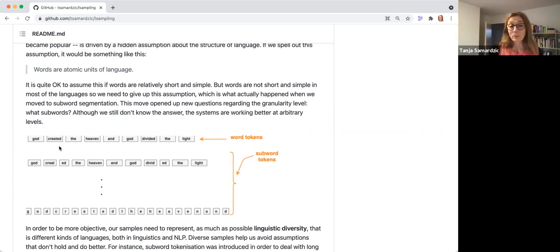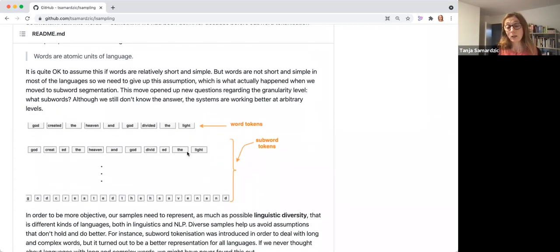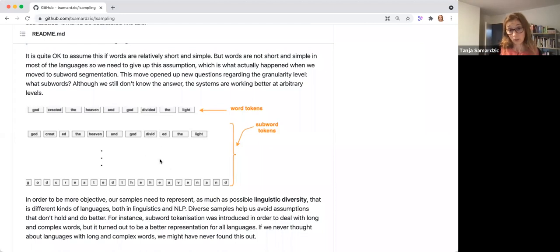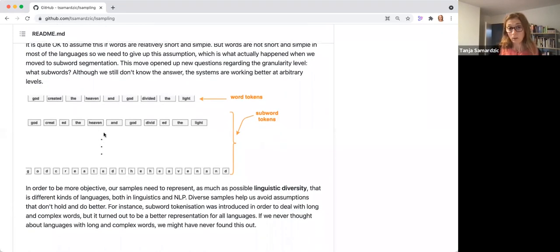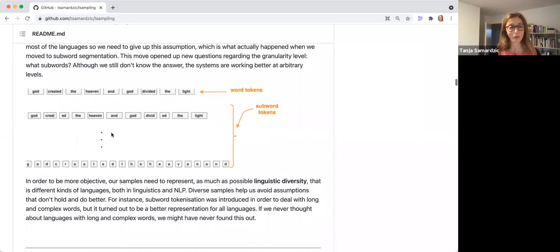Since recently we understand that actually this is not a good representation for processing language. Subword representation is a little bit better. Now the question is still open, which subword, because as you can see, when you go subword, you can have many different options. But still, models work better at some, we can say, arbitrary subword levels, and this is still probably a field of research, and we are also trying to find out which ones are better.